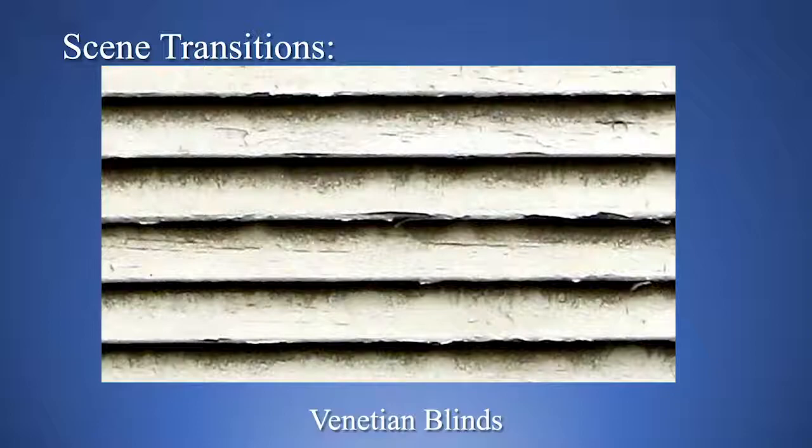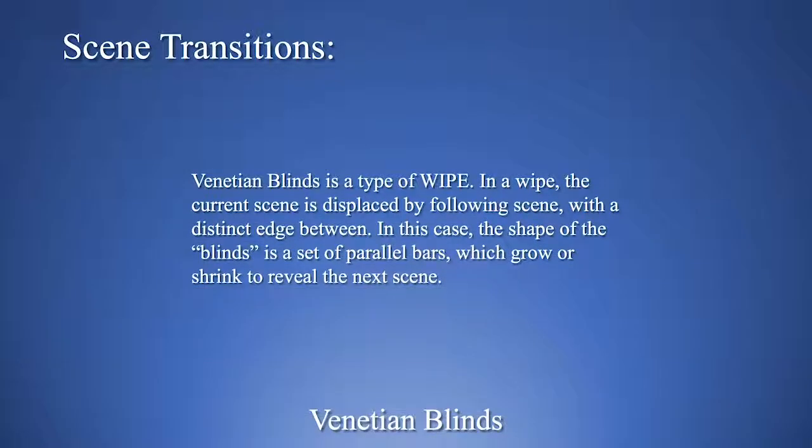Venetian blinds. Venetian blinds is a type of wipe. In a wipe, the current scene is displaced by a following scene with a distinct edge between. In this case, the shape of the blinds is a set of parallel bars which grow or shrink to reveal the next scene.